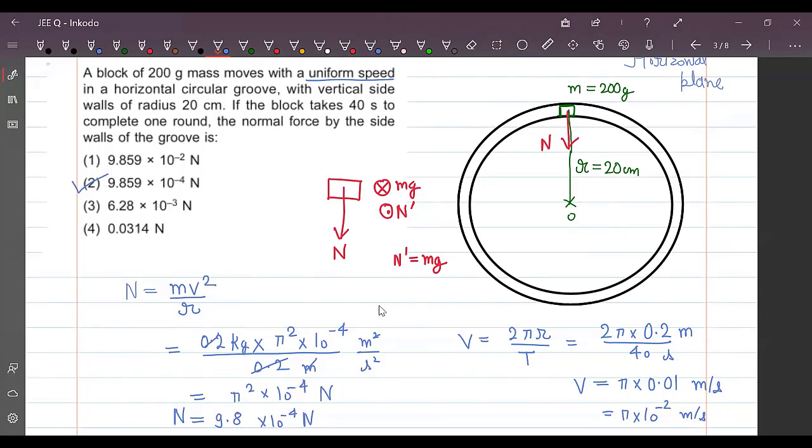So normal force is responsible for the centripetal force. And that normal force we can calculate by using mv squared by r, and v that we have calculated using the uniform speed or uniform circular motion.